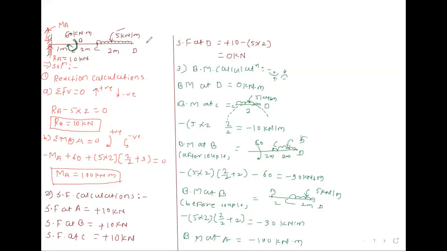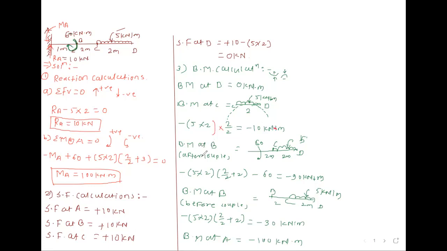So we have to calculate bending moment here. We'll start from this D point. So bending moment at D is 0. After that, we will calculate bending moment at C. For this, we have drawn here the beam. In between C to D, uniformly distributed load is applied, 5 kilonewton per meter. And this load pushes downward, so minus 5 into 2, into 2 divided by 2 because it will act at its CG. So minus 10 kilonewton meter moment is there.